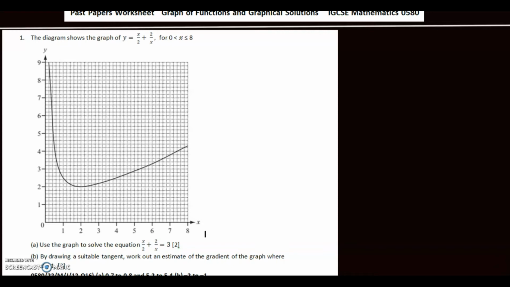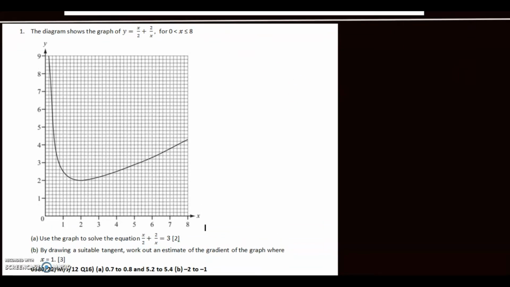Alright, today we're doing a worksheet on graph of functions and graphical solutions. Okay, so question number one: the diagram shows the graph of y equals x upon 2 plus 2 upon x, for x between 0 to 8. Part A, use the graph to solve this equation: x upon 2 plus 2 upon x is equal to 3.